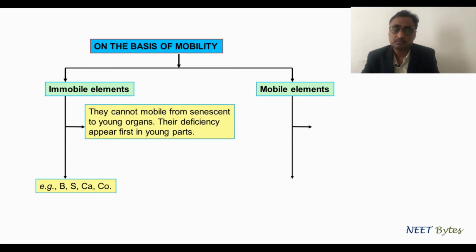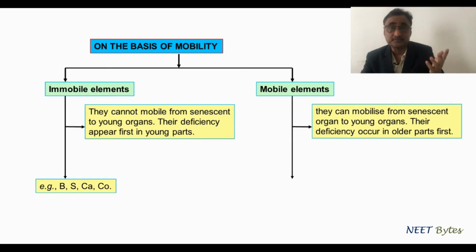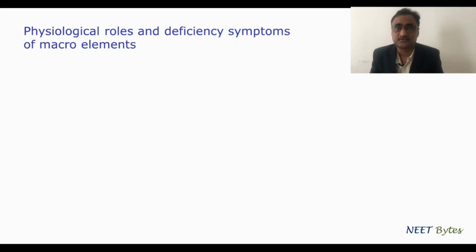For the immobile elements, the symptoms first appear in the younger leaves. For instance, the symptoms of sulfur occur in the younger leaves, and the symptoms of iron first appear in the younger leaves. On the contrary, take the example of a mobile element, nitrogen. In the case of nitrogen, the symptoms first appear in the older leaves. So that is how we can categorize between the mobile and the immobile elements.